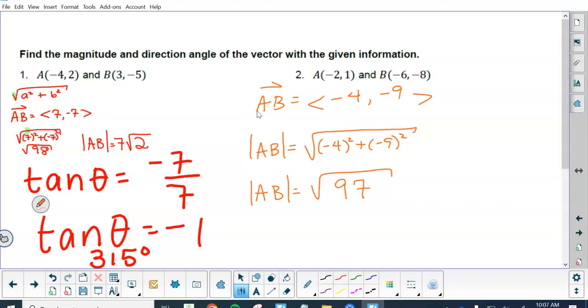Now let's find the direction. So remember the direction. We know that tangent is going to be b over a, which is -9 over -4, which is going to turn into +9 over 4. But y'all, think about the unit circle. Do you ever write 9 over 4 for a tangent value on the unit circle? No, you never do. So you're going to have to use your calculator. Turn on your calculator. Hit the second key. Do your magic.